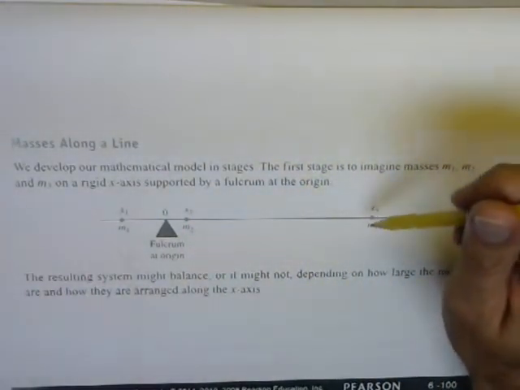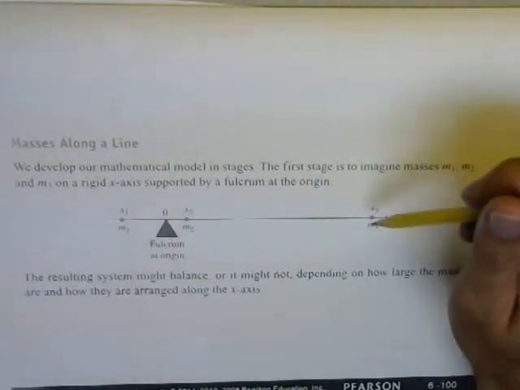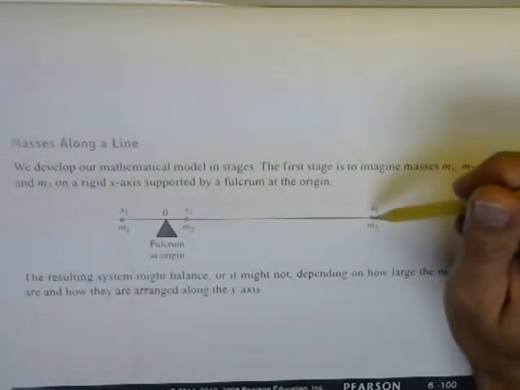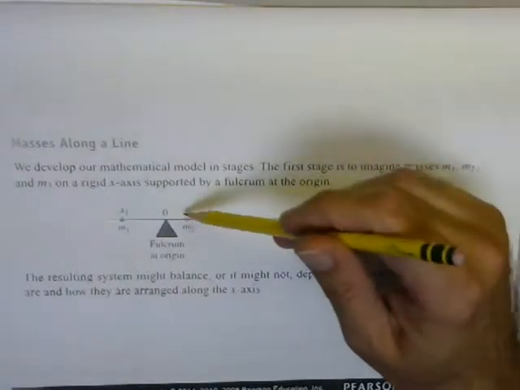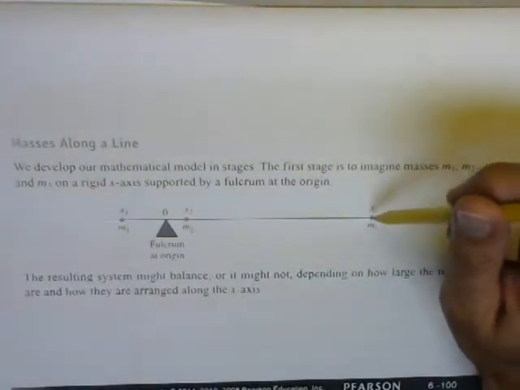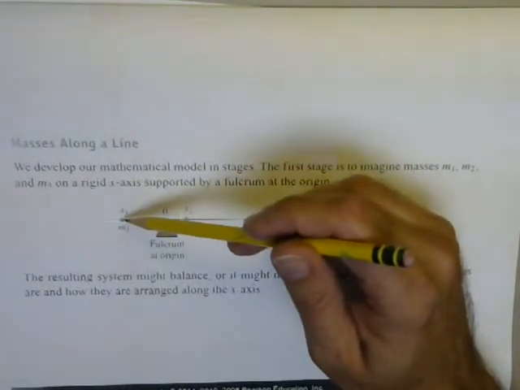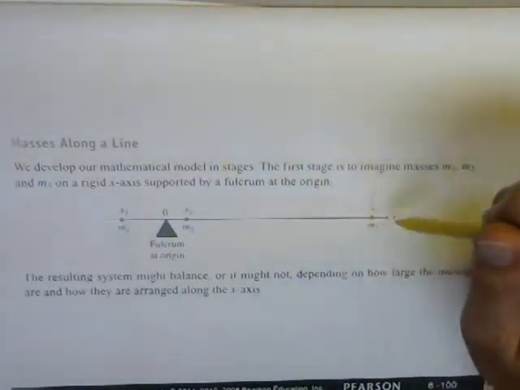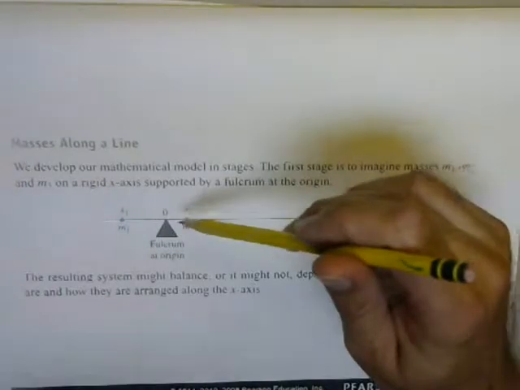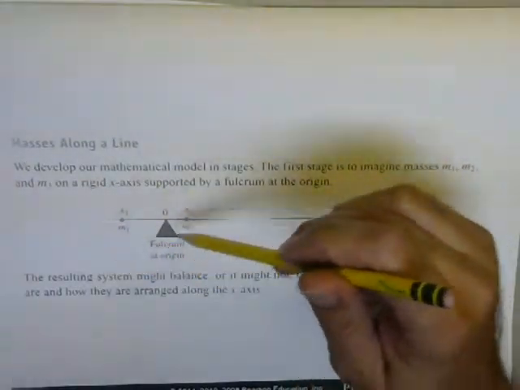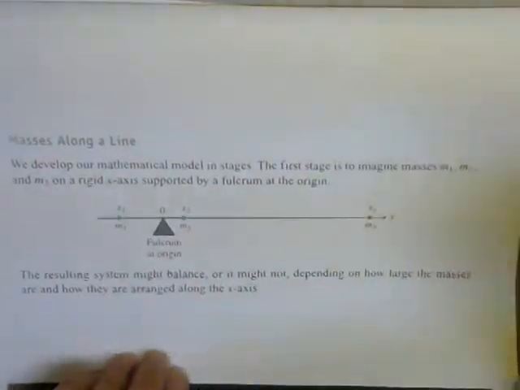You might remember that when you're dealing with levers, the torque, or the amount of rotation, or strength of force, depends on how massive the object is and also how far it is from the fulcrum. So maybe you have a really heavy mass here, and then a lighter mass here, and maybe a lighter mass here to balance everything out.